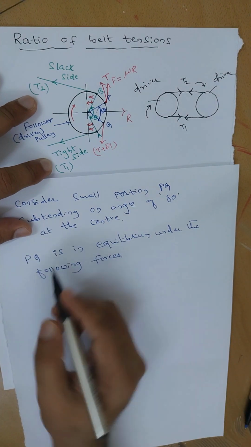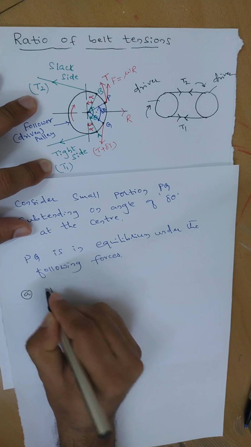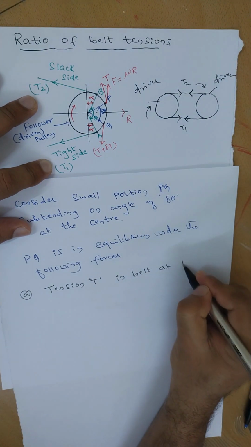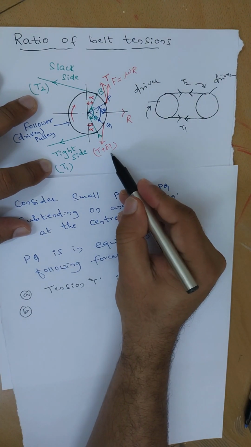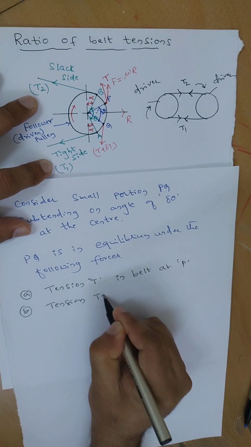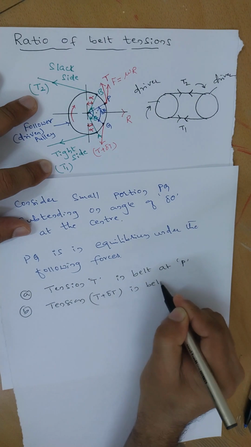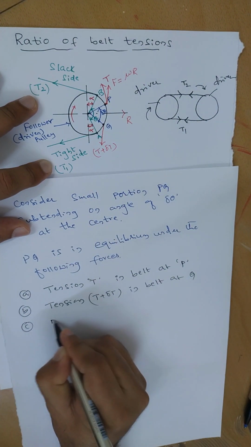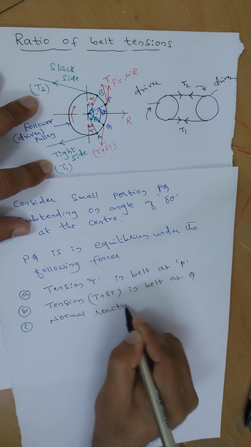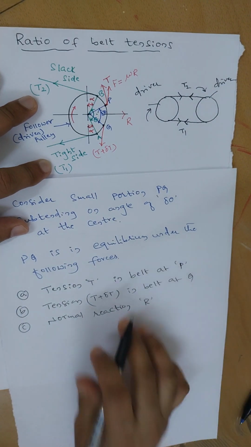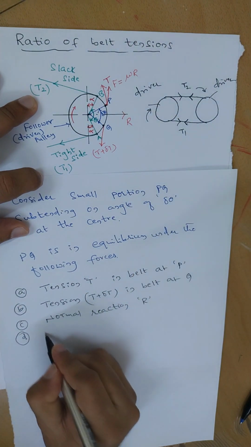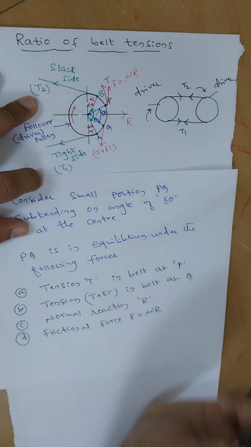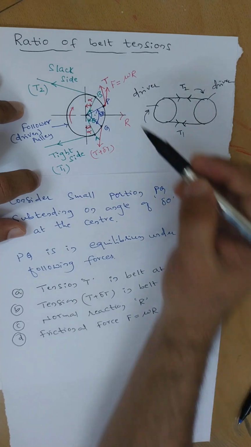Therefore, what is the first force here? The first is tension T in the belt at P. The next force is T plus delta T, the tension in the belt at point Q. Next is the normal reaction R. Next is the frictional force, F equal to mu into R. These four forces act on the small element PQ.